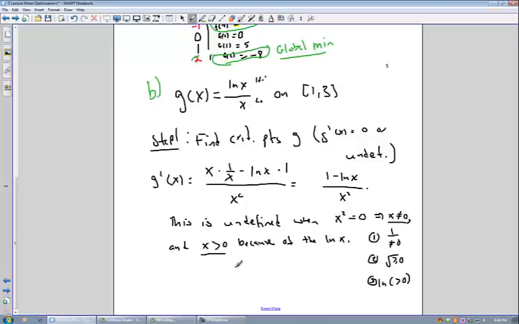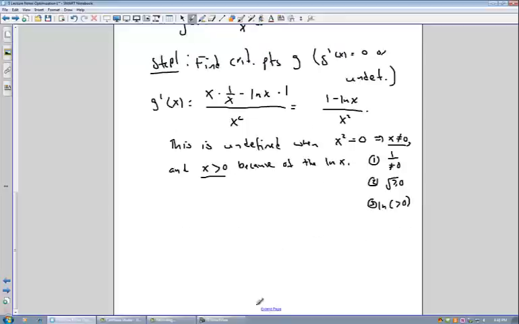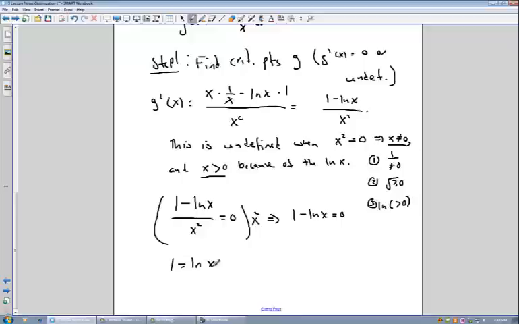All right, what's next? Oh, set it equal to 0. So that's the big one, right? So 1 minus ln of x all divided by x squared. Set it equal to 0. And you multiply both sides by x squared. And so this implies that I get 1 minus ln of x equal to 0. And so then I know that I have 1 equal to ln of x. So I add ln of x to both sides.